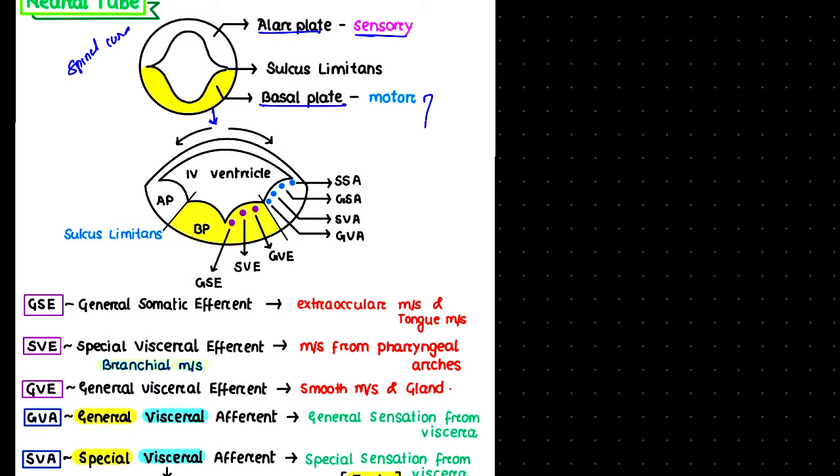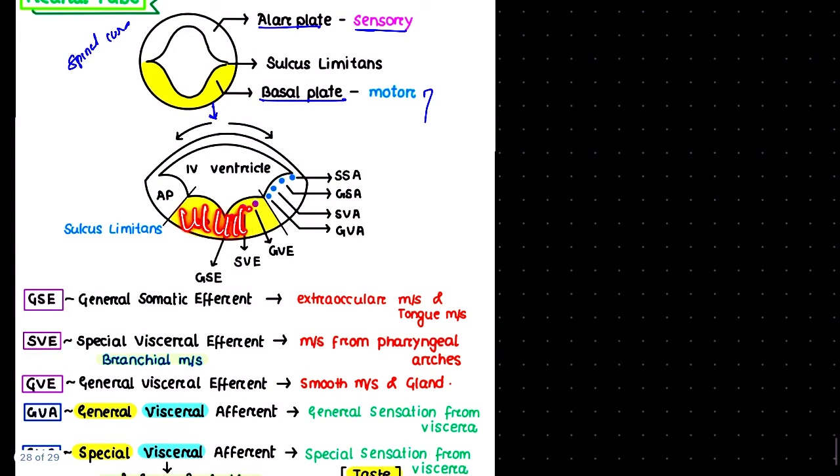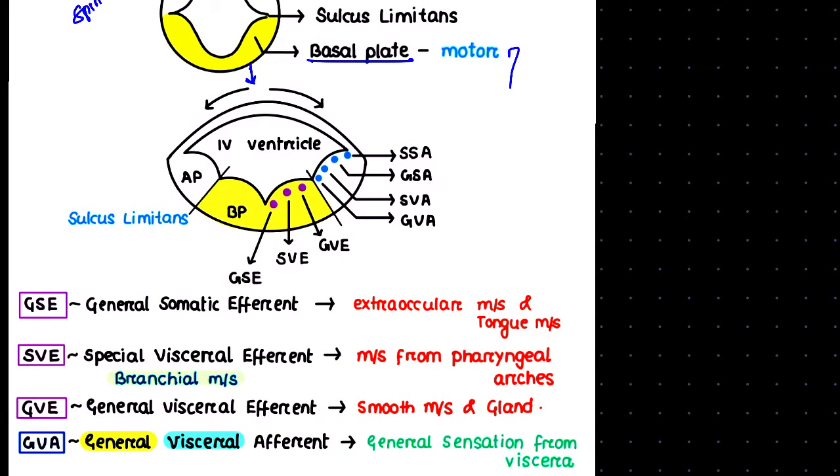Now let's talk about the basal plate that is giving motor nuclei. We know these are motor in nature. So the columns that are present right here are efferent, and efferent means motor in nature. Here there are three types of columns, three efferent columns, or we can say motor columns.